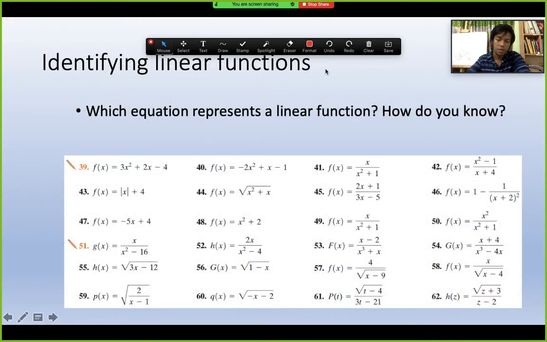Now from here, everyone look which one is a linear function and which one is a non-linear function. Try to identify it, and when you have your answer, then you look at it again. Just pause the video and try to identify which one is a linear function here.